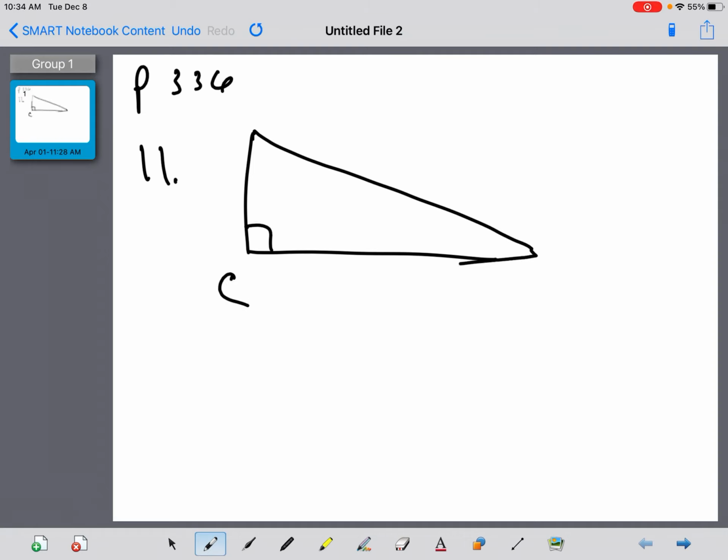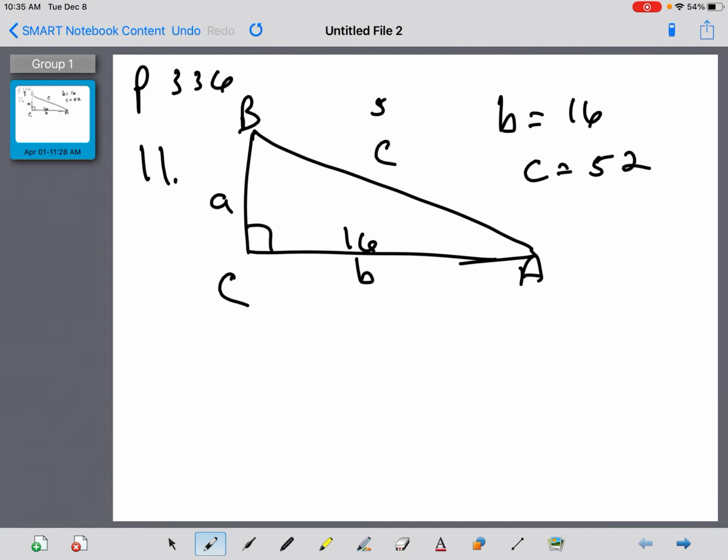And they have this to be C, so this is big B and this is big A, so then this has got to be little a, little c, and little b. So you're going to use that picture. I think I assigned 10 and 14, but here's number 11. It gives you that b is equal to 16 and c is equal to 52. So if I put that on there now, the 16 is going to go here, and the 52 is going to go here. Now it's not drawn to scale, but you have the whole thing.